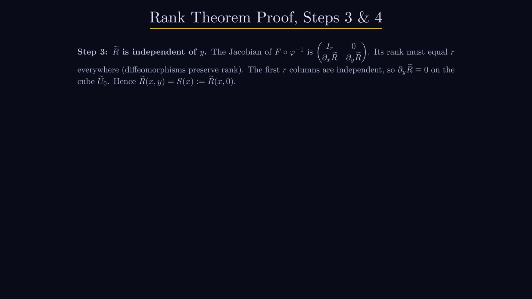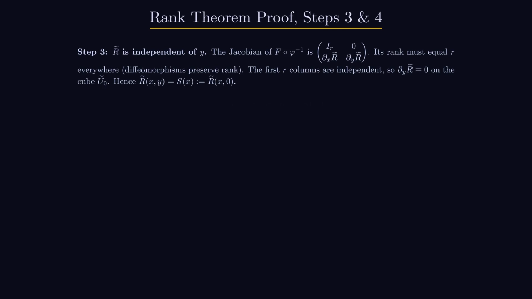Because u tilde 0 is a cube, each vertical slice, the set of points with a fixed x, is a connected segment, and a function with 0 y gradient is constant along each such segment. So r tilde is independent of y on all of u tilde 0. Define s of x to be r tilde of x and 0.